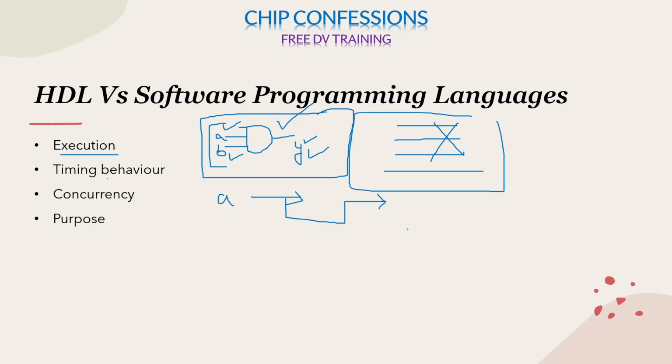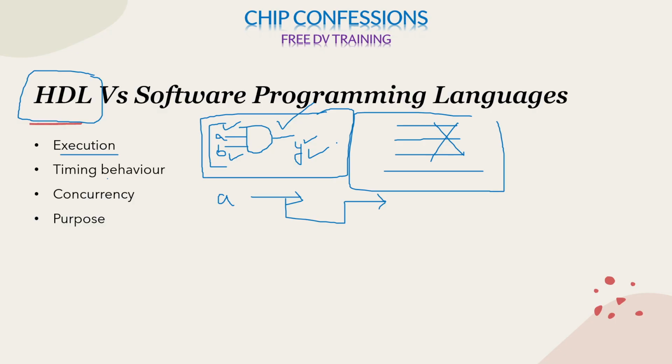Next, what we have is timing behavior. Here we sometimes use delays in HDLs, for example in a test bench. Whenever we are creating a test bench, we are giving some delays, we are working with the passage of the clock, we are giving timing controls and delays, which can be achieved in HDL. It is not impossible in a software programming language, but modeling of the temporal or timing behavior is way easier in HDL compared to other software languages.